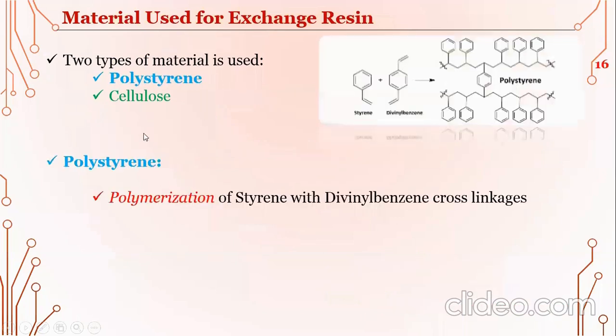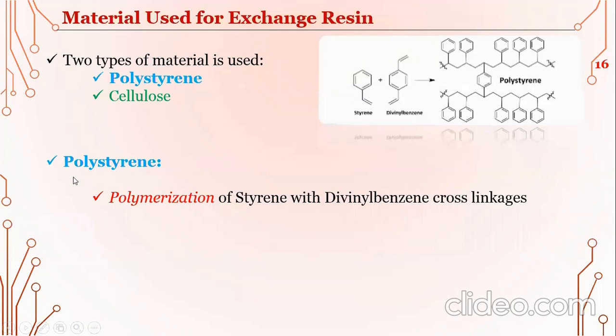So this is what we have talked about with the ion exchange resin. And if we look at polystyrene, polystyrene is the polymerization of styrene, this one. So this is actually the polymerization of styrene with the divinyl benzene cross linkages. So this divinyl benzene actually cross links the two surfaces. Like these will be the two strands, so they will cross link these strands.